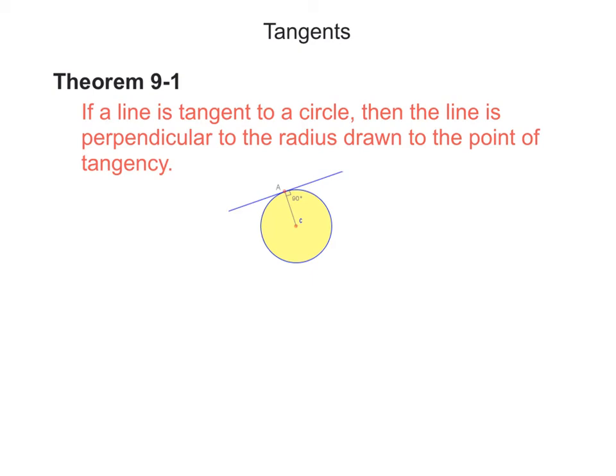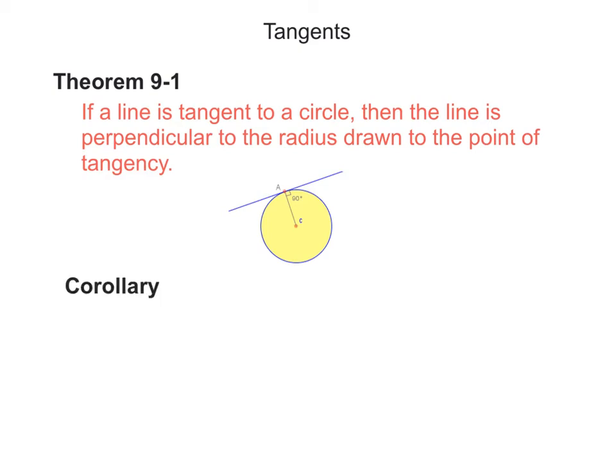Now this picture right here illustrates this theorem perfectly. We see a circle, we see a tangent, and it touches the circle at point A, and then we have a radius going from the center C to the point of tangency A, and we see that angle formed right there is a 90-degree angle.